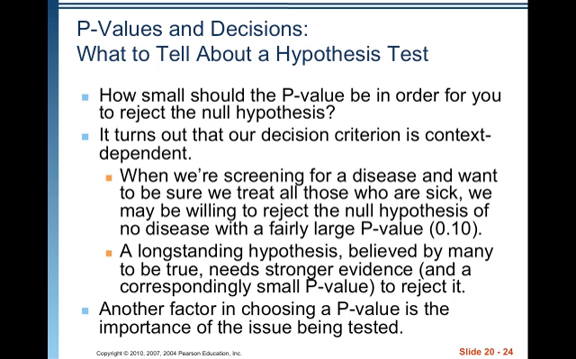P-values and decisions. What to tell about a hypothesis test? How small should the p-value be in order for you to reject the null hypothesis? It turns out that our decision criterion is context dependent. When you're screening for a disease and want to be sure we treat all those who are sick, we may be willing to reject the null hypothesis of no disease with a fairly large p-value, say 0.1. A long-standing hypothesis believed by many to be true needs stronger evidence and a correspondingly small p-value to reject it, so 0.05 or maybe even 0.01. Another factor in choosing the p-value is the importance of the issue being tested.